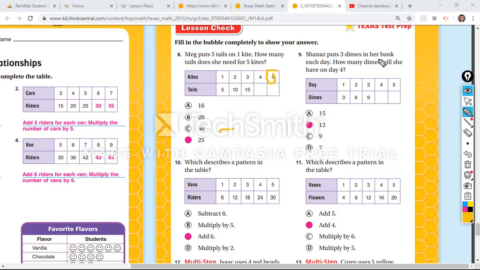Sean puts 3 dimes in her bank each day. How many dimes will she have on day 4? So what are they doing here? Notice they're adding 3, adding 3, adding 3, and this one will be 12. Okay, good.